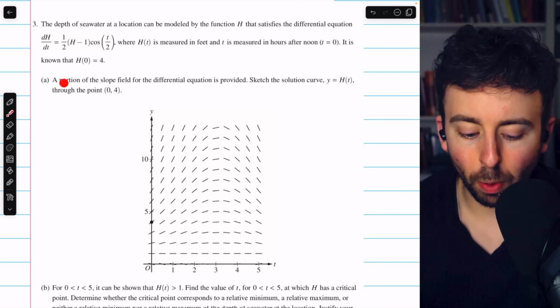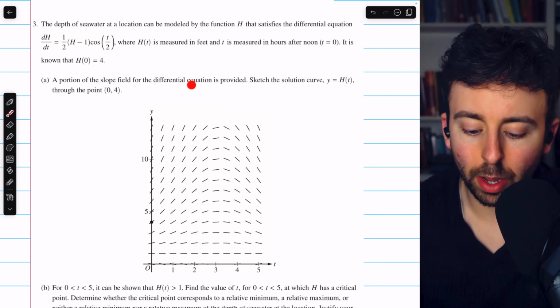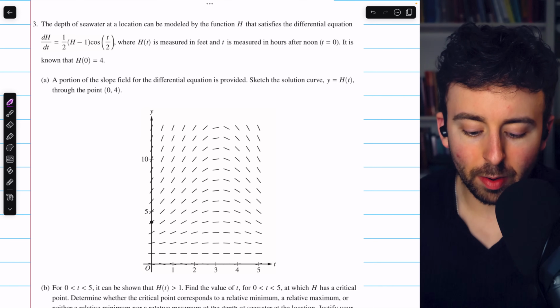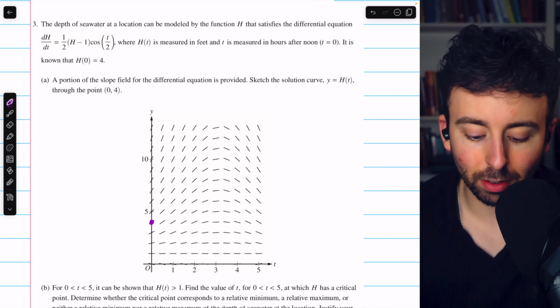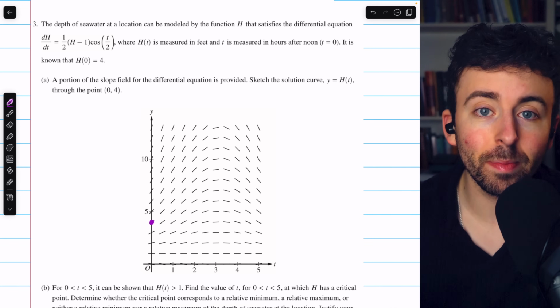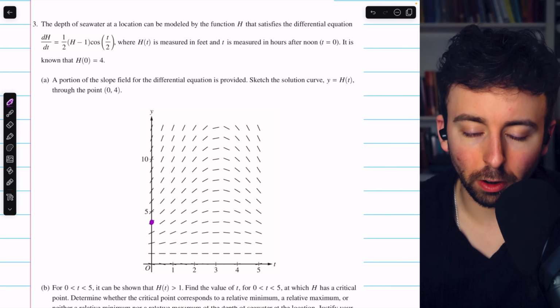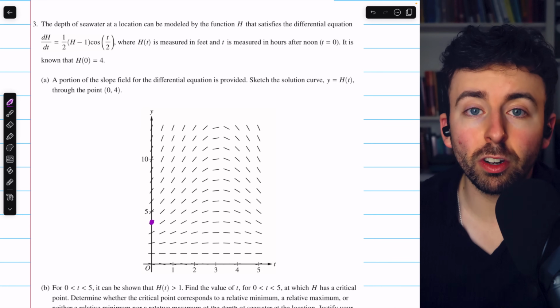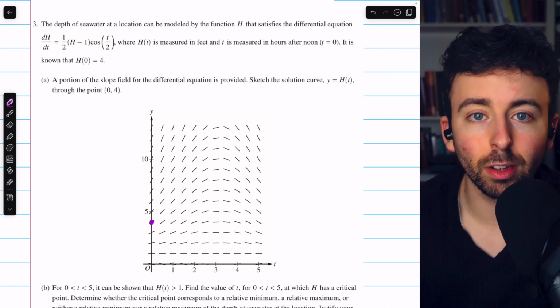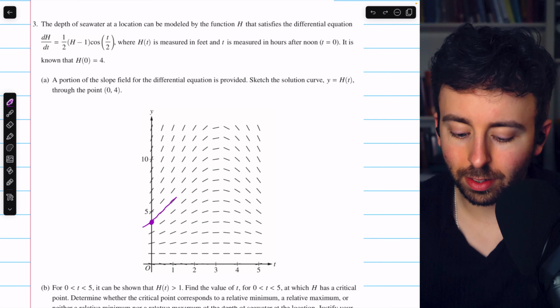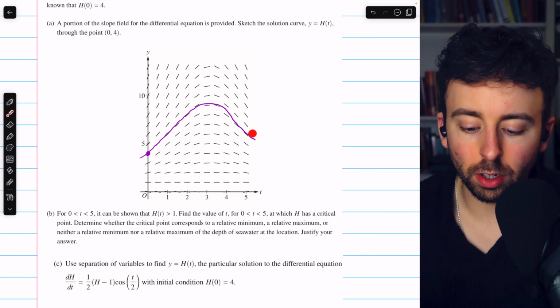Part A says a portion of the slope field for the differential equation is provided. Sketch the solution curve y equals h of t through the point 0, 4, which is that initial condition that was given to us. So down here on the slope field, we will plot the point at 0, 4, or actually, it's already plotted there for us, so that's great. Now we just have to sketch the solution curve passing through this point. So sketch a curve through the point that follows the directions as indicated by the slope field. Hence, the solution curve should look something like that. So that's the solution curve for part A.